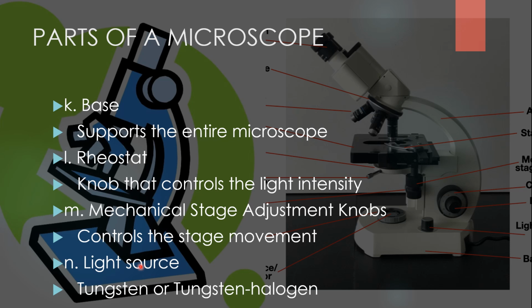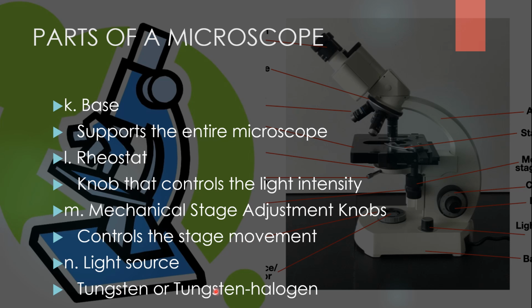And your mechanical stage adjustment knobs, or some references call them the X and Y adjustment knobs of your microscope. With this, they control the stage movement. You have the top knob, and then the smaller knob located at the bottom. The top knob is utilized for forward and back movement, and the other one is utilized for left and right movement. That is for your mechanical stage adjustment knobs.